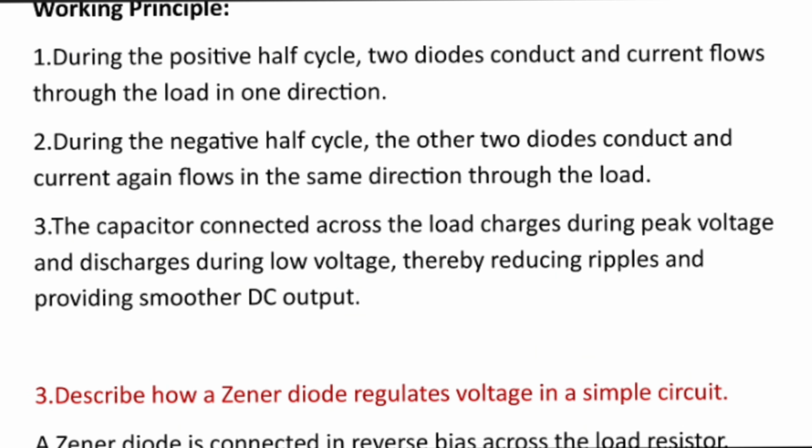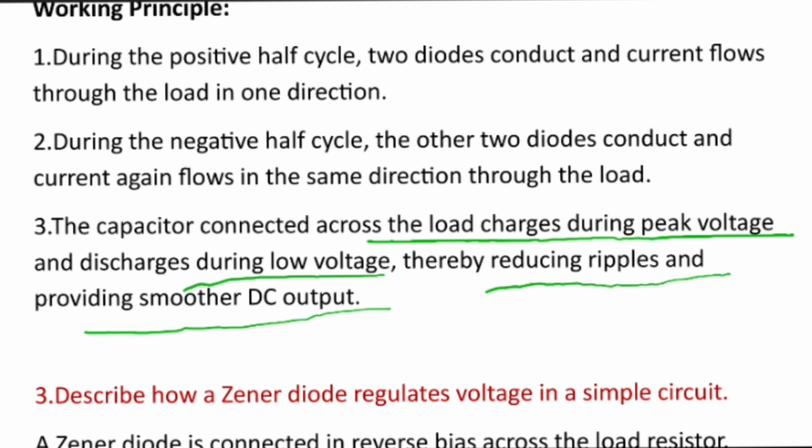And third, the capacitor connected across the load charges during the peak voltage and discharges during the low voltage, thereby reducing ripples and providing a smooth DC output. So it will reduce the rippling effect and give a smooth DC output from the AC input.